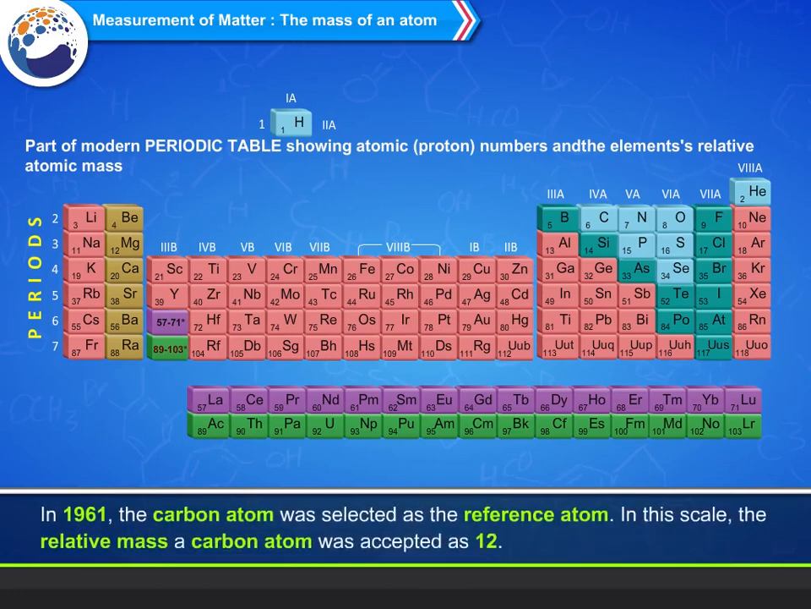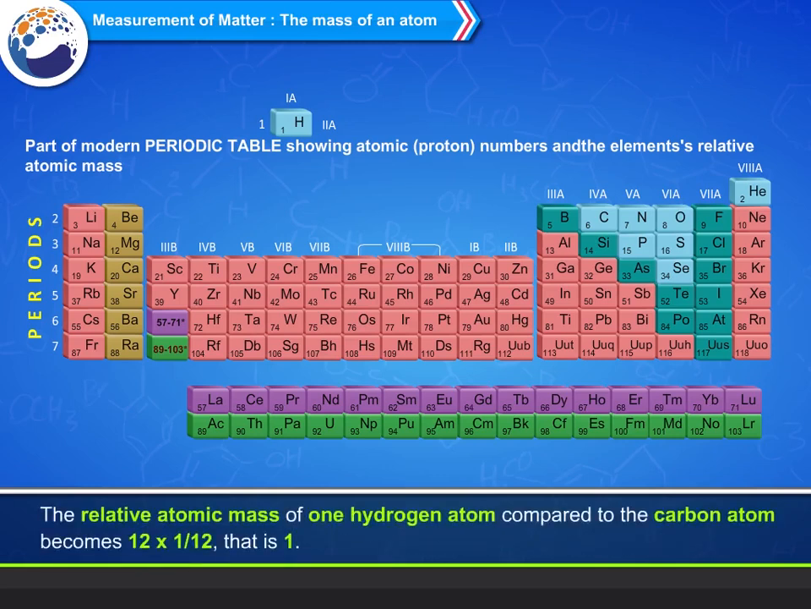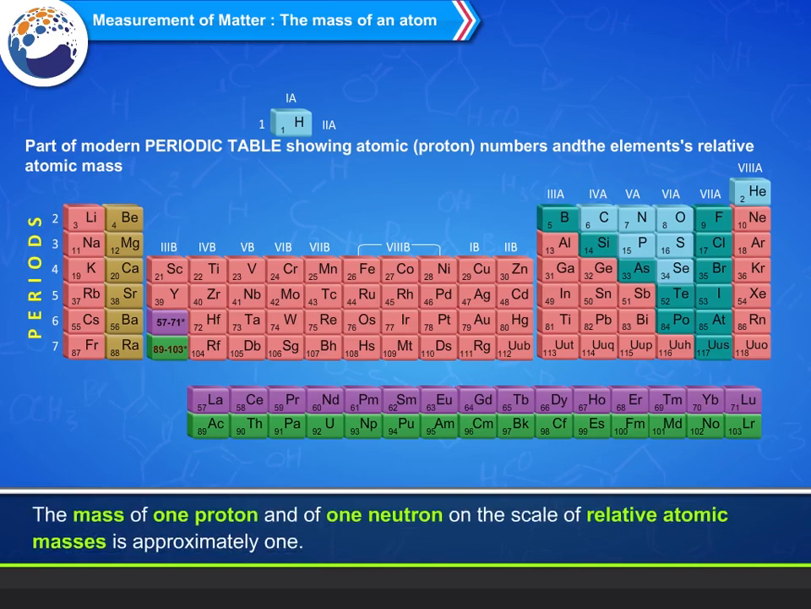In 1961, the carbon atom was selected as the reference atom. On this scale, the relative mass of a carbon atom was accepted as 12. The relative atomic mass of one hydrogen atom compared to the carbon atom becomes 12 x 1/12, that is 1. The mass of one proton and of one neutron on the scale of relative atomic masses is approximately 1.